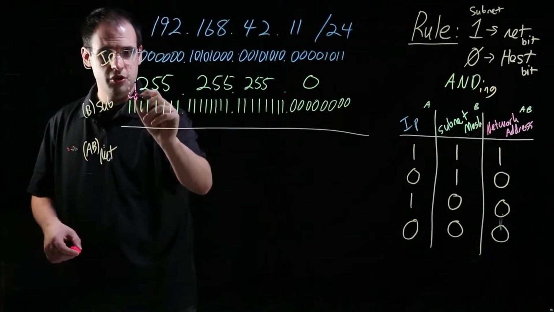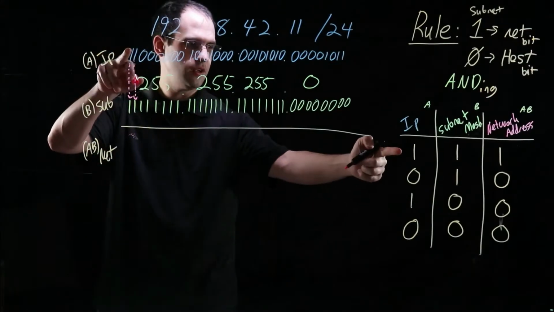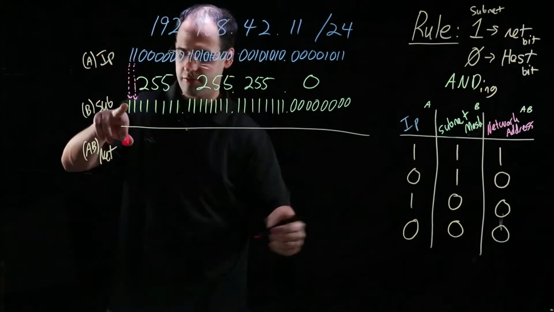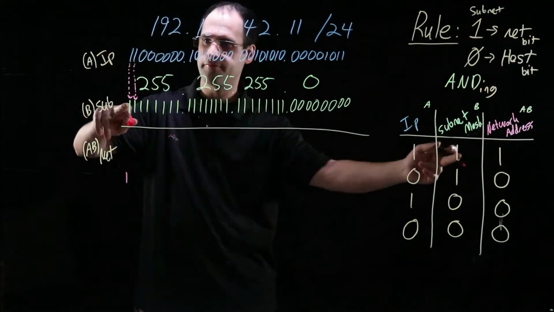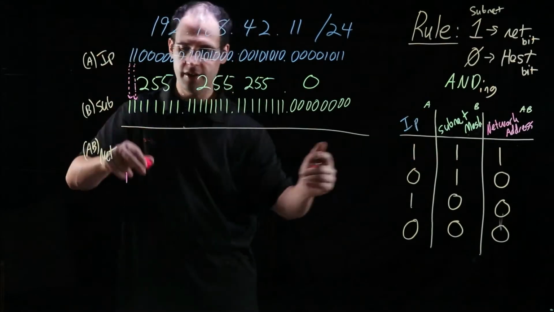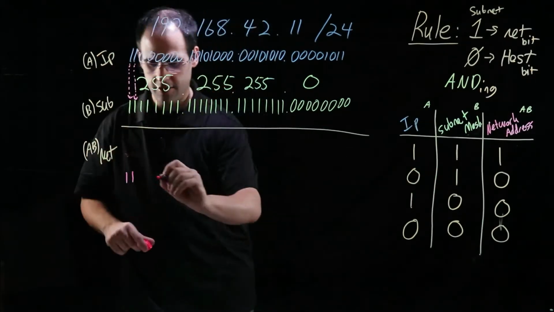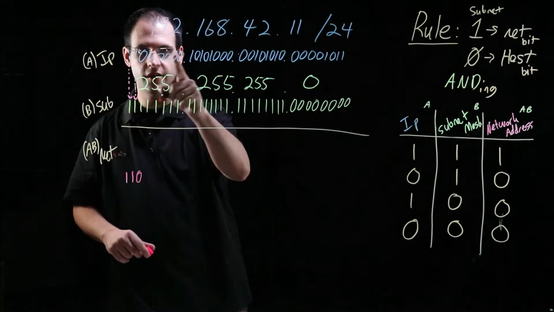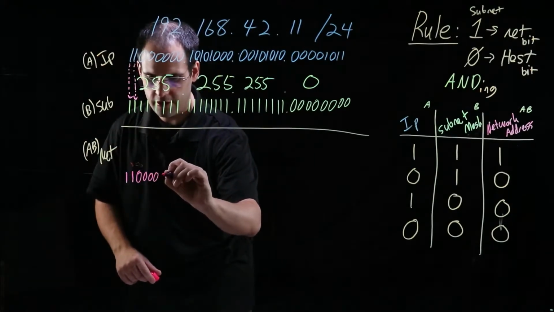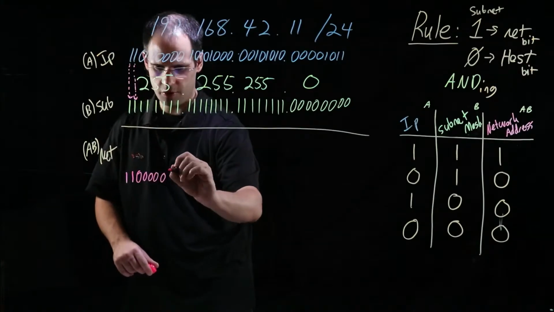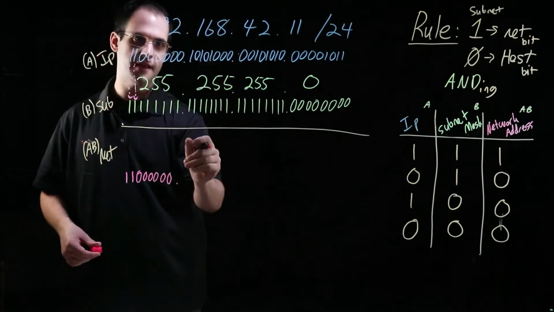So we have a 1 and a 1. A 1 here and a 1 here gets me a 1 in my network address. A 1 and a 1 gets me another 1. A 0 and a 1 gets me a 0. And then I have that 6 more times. So 1, 2, 3, 4, 5, 6. Oh no, I can't count. 6. Okay, moving on to the next octet.